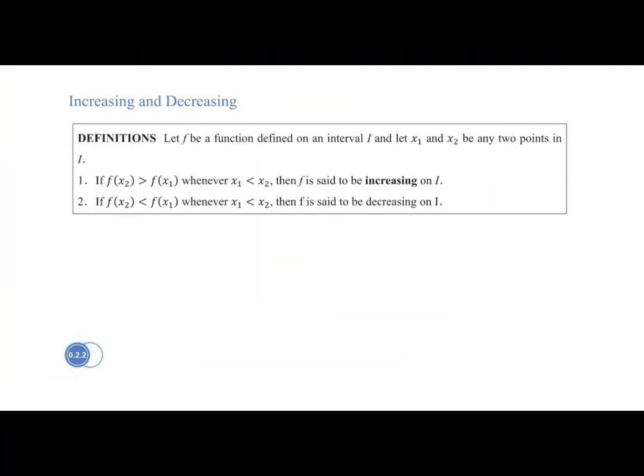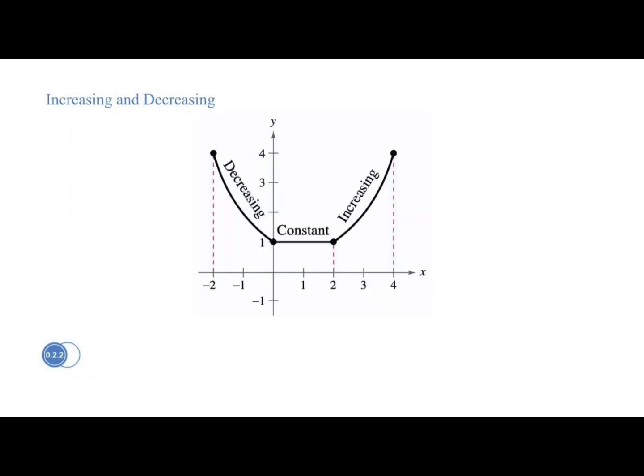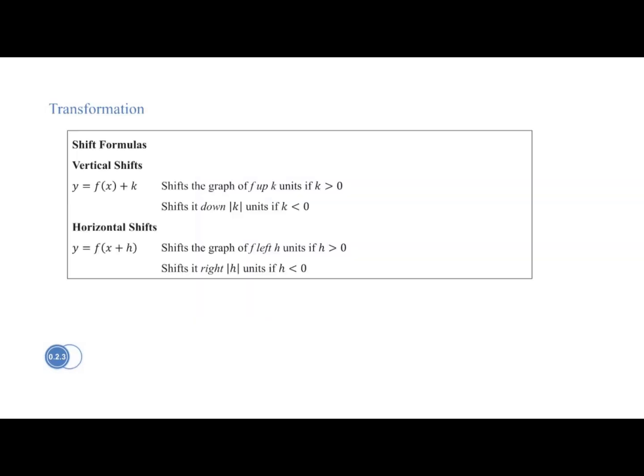0.2.2, increasing or decreasing. Think of the graph from left to right. A function is increasing if as x gets bigger, the y value also gets bigger. A function is decreasing if as x gets bigger, the y value gets smaller. The key idea is increasing means left to right, the graph goes up. Decreasing means left to right, the graph goes down.